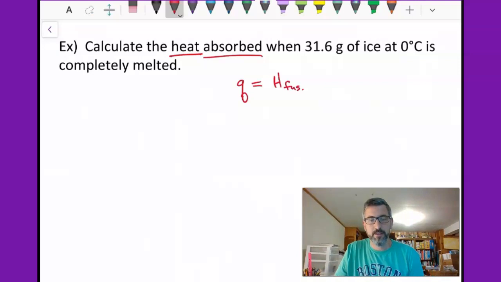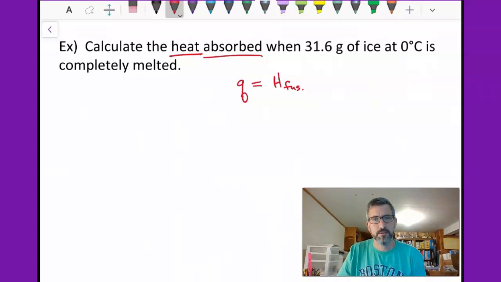The CK12 reading referred to this as molar heat of fusion because we were looking at kilojoules per mole of our, in this case, ice, water. But we're going to actually call it just heat of fusion because we're going to do this in grams. It's going to make things a little bit easier, okay?